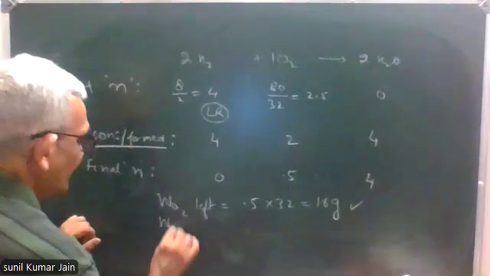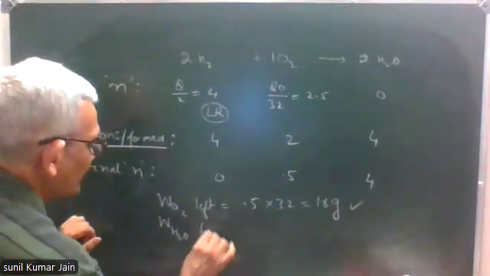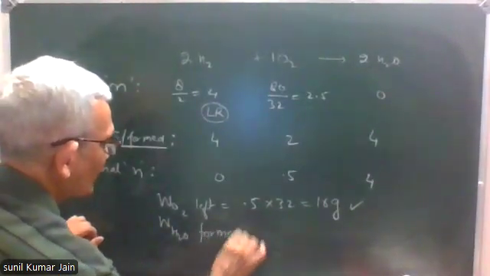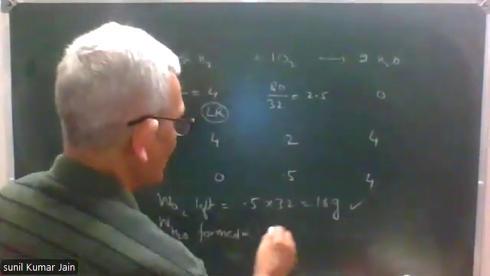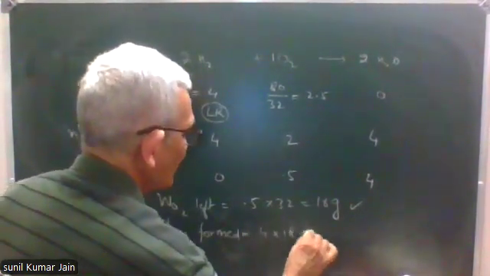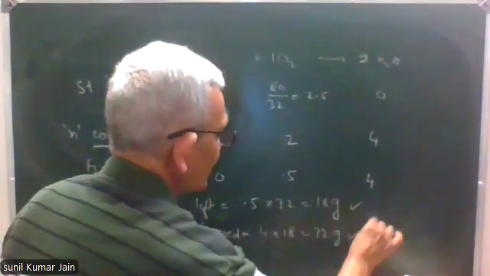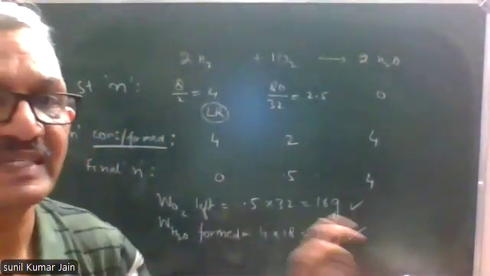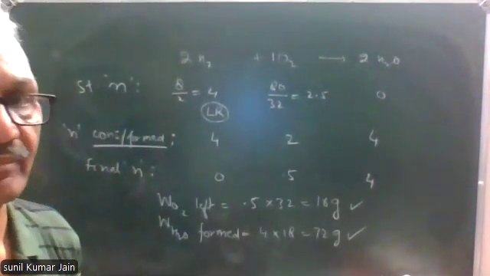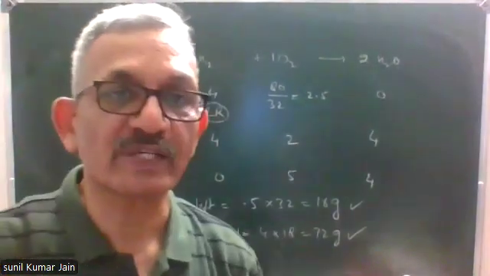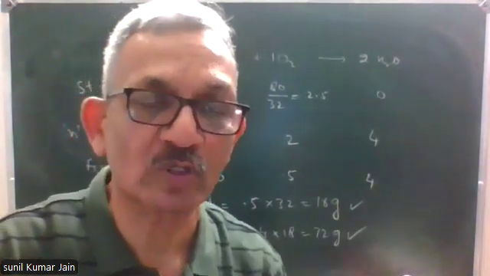Second, weight of water formed. 4 moles of water is produced. 4 into molecular weight, 72 grams of water is formed. These are two answers. And we can even cross-check whether our answer is correct or not.